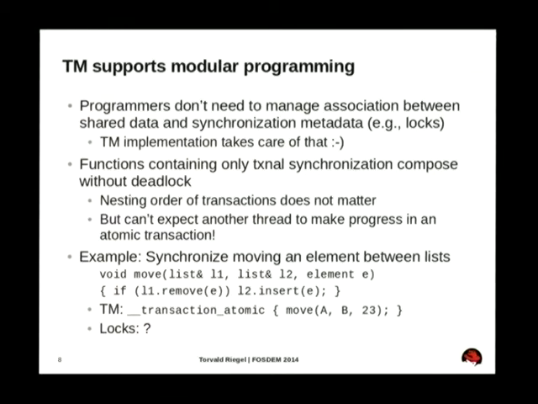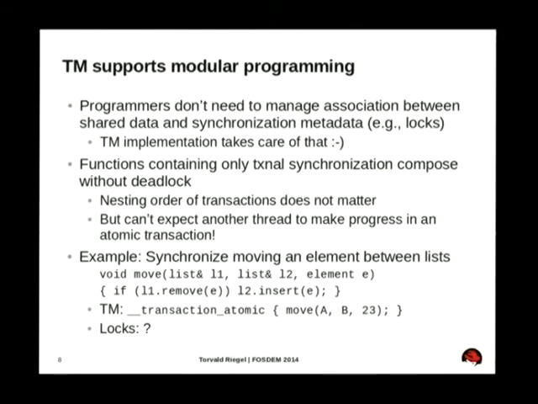So that's one thing. For example, programmers don't need to have a locking convention or follow it. The second thing that follows from that is that functions containing only transactional synchronization compose without deadlock. So the nesting order of transactions, for example, does not matter. However, you cannot expect another thread to make progress in or concurrent with an atomic transaction. This wouldn't make sense, right? You're requiring the compiler and the environment to make your transaction into one indivisible step. You can't say, oh, this is one indivisible step, and by the way, in between, I want this other thread to make another step, right? That would be conceptually incompatible.